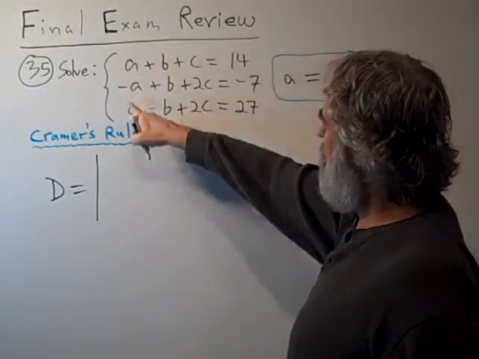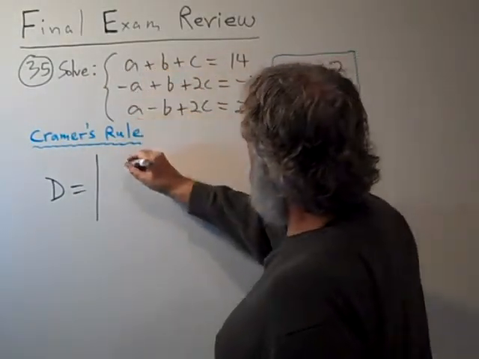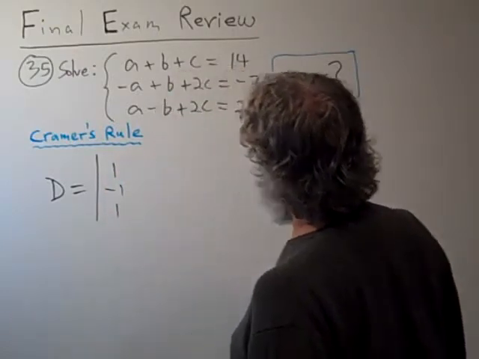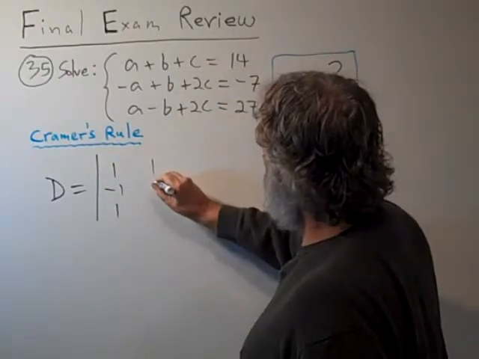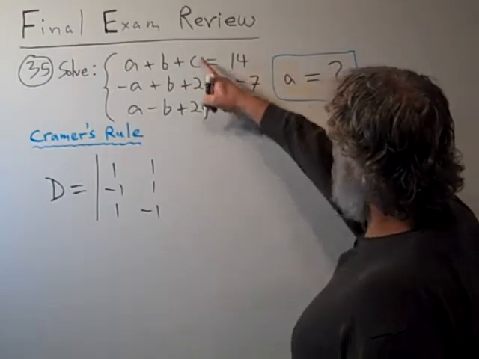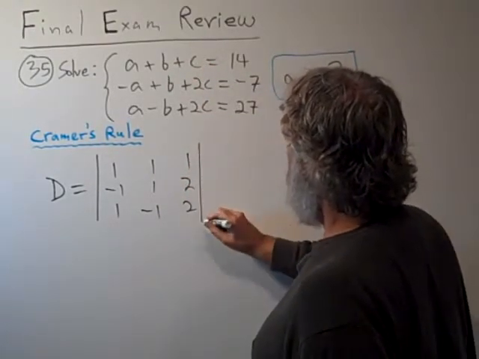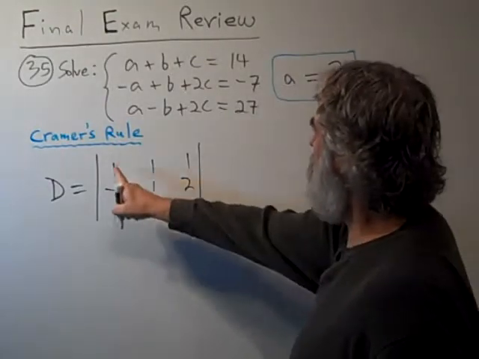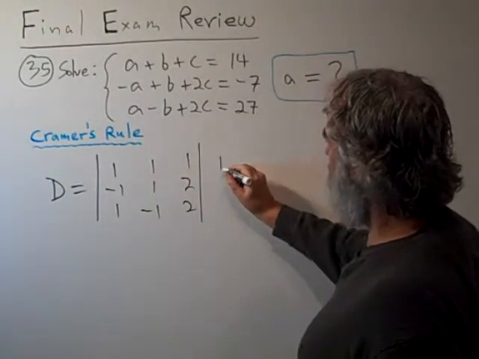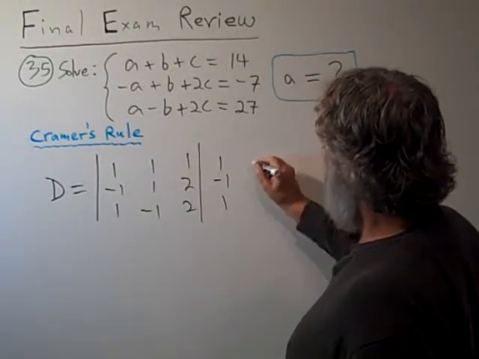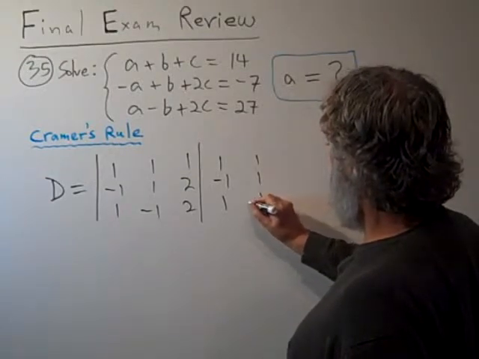This matrix is just all the coefficients of the A's, which is 1, -1, and 1. The coefficients of the B's, 1, 1, -1. And the coefficients of the C's form the third column, 1, 2, 2. Then we copy the first two columns. This is a technique to help calculate this. And 1, 1, 1, -1.